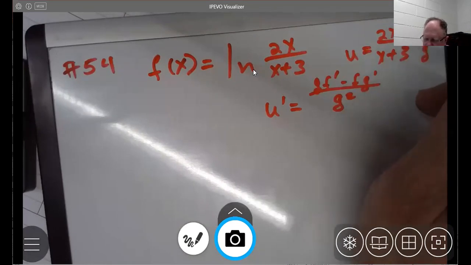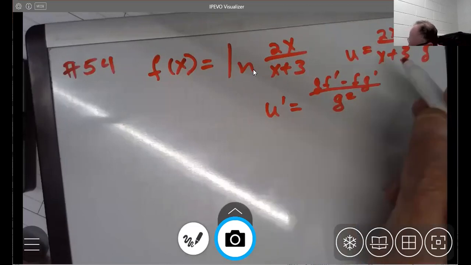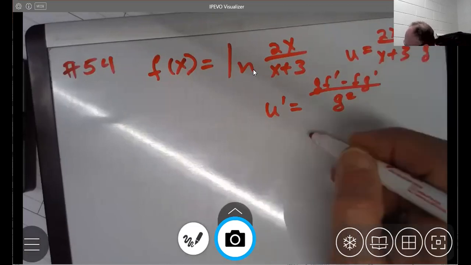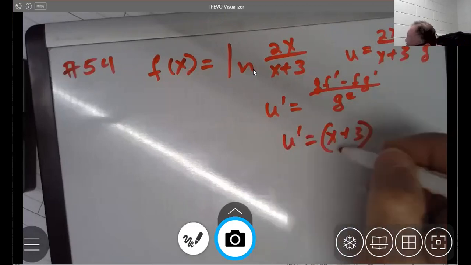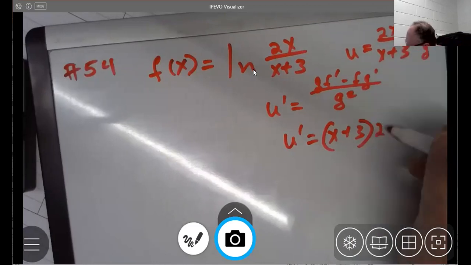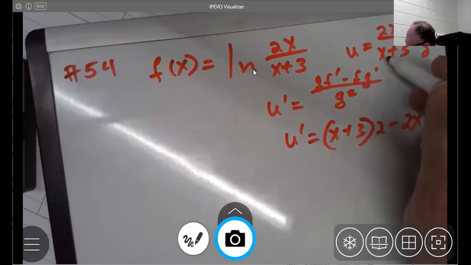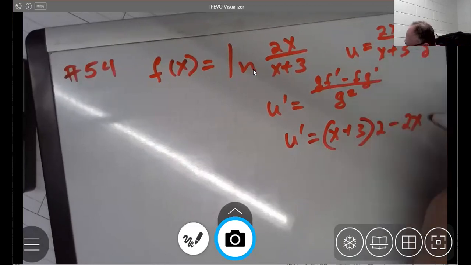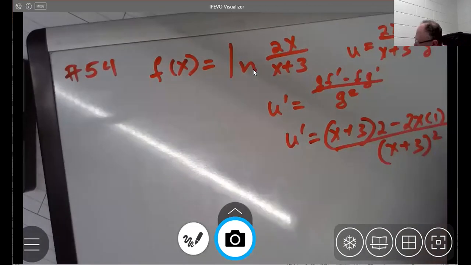So that would make this x plus 3 times f prime, which would be 2, minus f, which would be 2x, minus g prime, which would be just 1. And that's all over x plus 3 quantity squared.